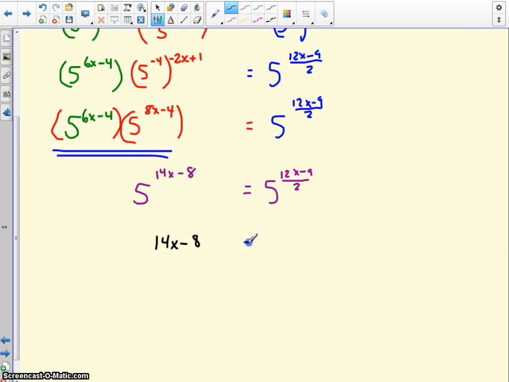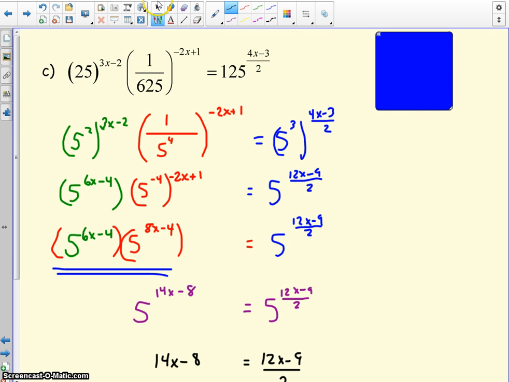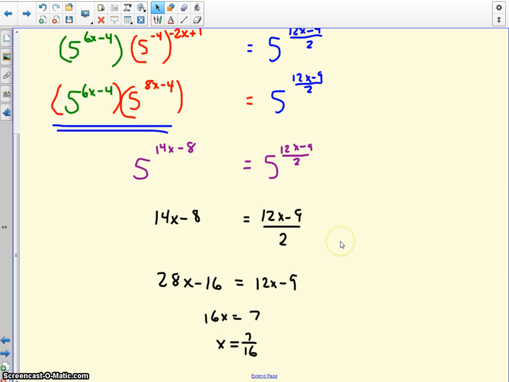And again, it's when you get to this point that you become a lot happier, because what you have to solve now is a little bit easier. Okay, so I'll let you finish this up on your own here, but you're just going to multiply both sides of the equation by 2. So you're going to get 28x minus 16. Okay, and that should give you 7 over 16, which is the same thing I got up there. Okay, so again, same idea: single power, same base, each side of the equation. Equate the exponents, and then you can solve.